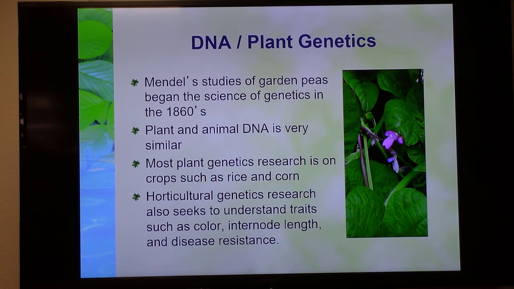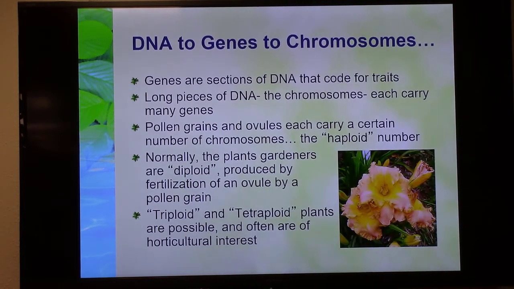Most genetics research that we see on plants is on horticultural things. It is on agricultural things, not horticultural. We're a lot more interested in how can we grow better crops than how can we make more colorful petunias. So we do genetics research in horticulture, but most of it is ag dominated. You probably know genes are sections of DNA that code for traits, and they're on the chromosomes. And now here's some areas that maybe you don't know.